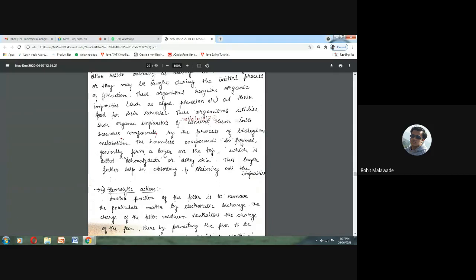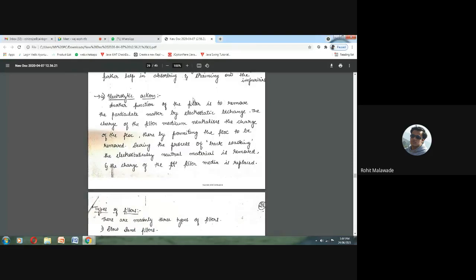The harmless compounds so formed generally form a layer. We call that a dirty skin, and there is a requirement to remove the dirty skin, or else it is going to create waterborne diseases.